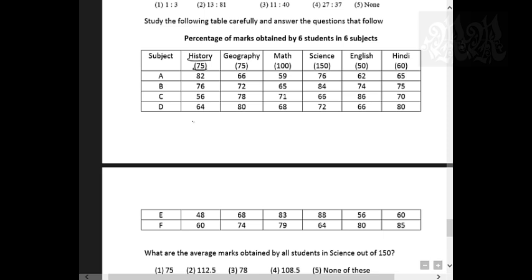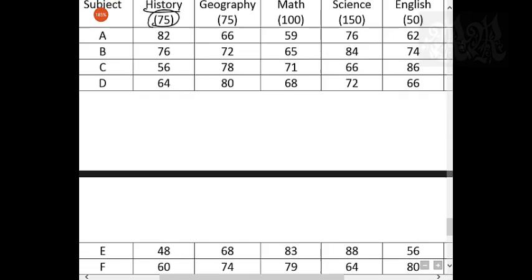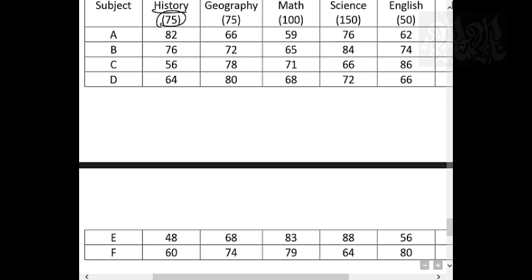What is 75, by the way? Total marks. History's total is 75. Total marks in geography is 75. Total marks in math is 100. Total marks in science is 150. These are all total marks. And these numbers are the percentage of marks. So A has got 82% of 75. B has got 76% of 75.